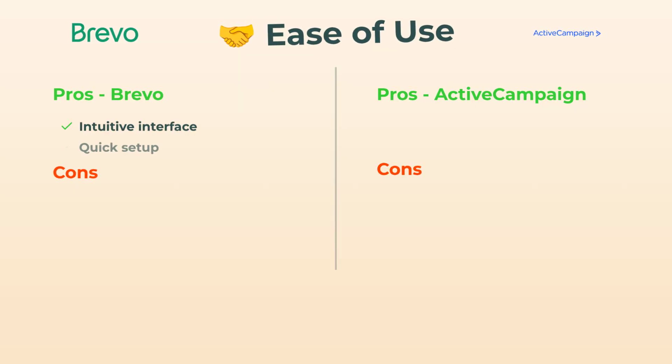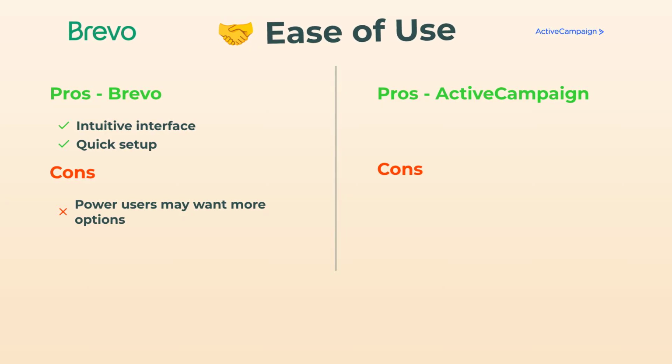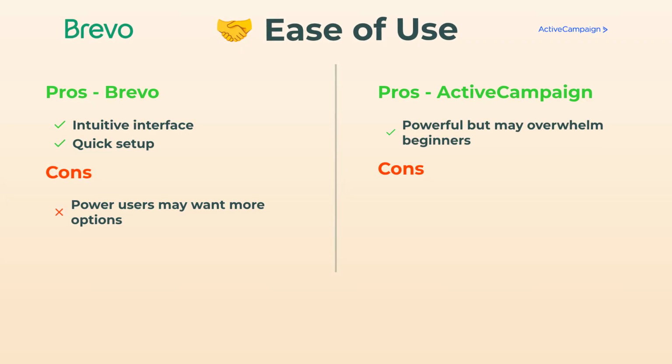Alright, ease of use. Here's the thing, Brevo is the king of set it and forget it. The interface is just intuitive, super quick to get started, and if you don't want to mess around, it just makes sense. The trade-off is that some power users might find it a little simple.